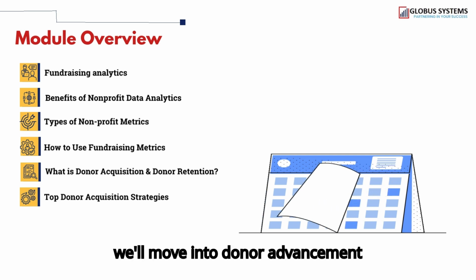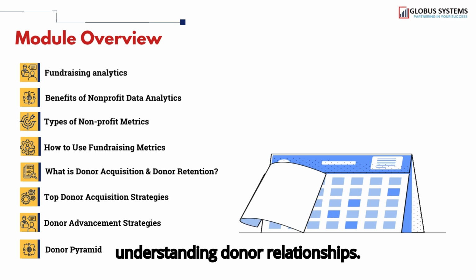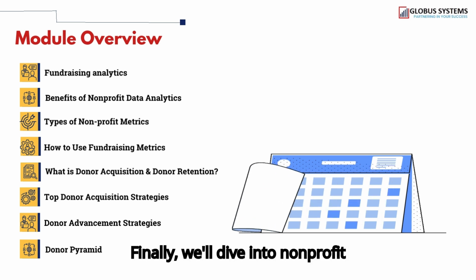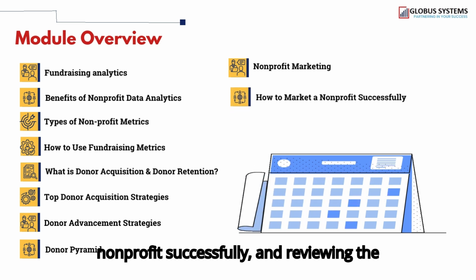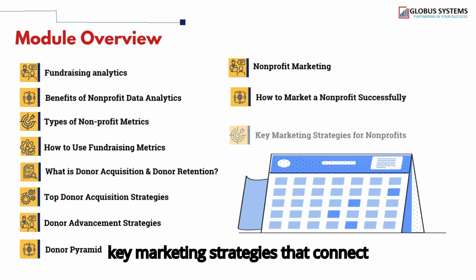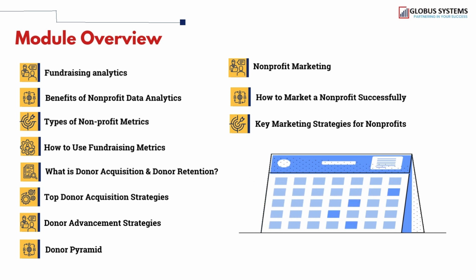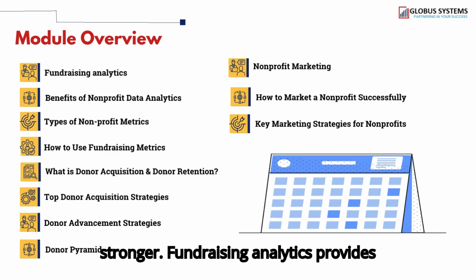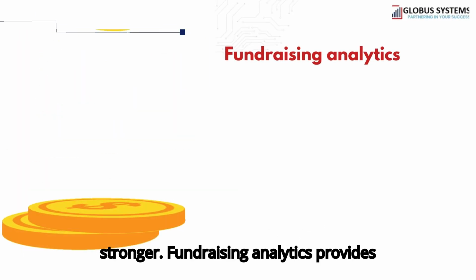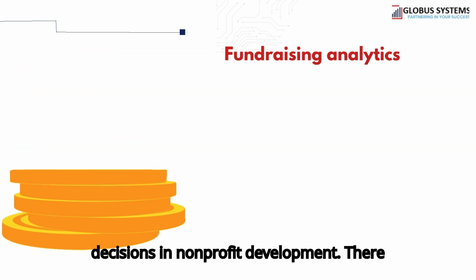Then we'll move into donor advancement strategies and take a closer look at the donor pyramid, a key framework for understanding donor relationships. Finally, we'll dive into nonprofit marketing, learning how to market a nonprofit successfully and reviewing the key marketing strategies that connect causes with communities. Let's begin this final chapter of your learning journey, equipping you with the tools to fundraise smarter, engage deeper, and grow stronger.